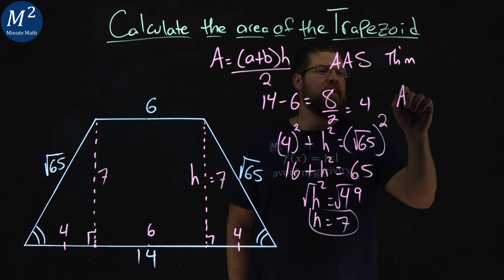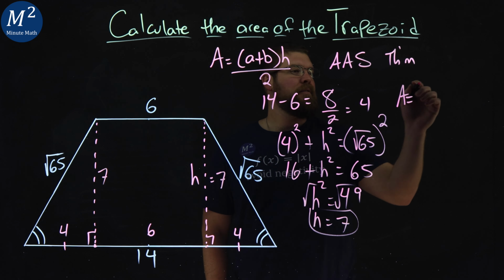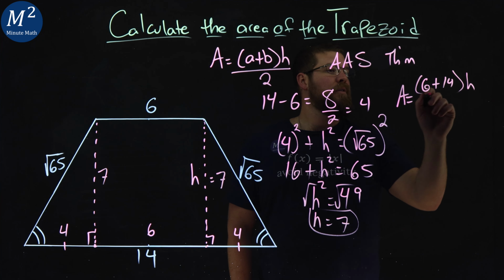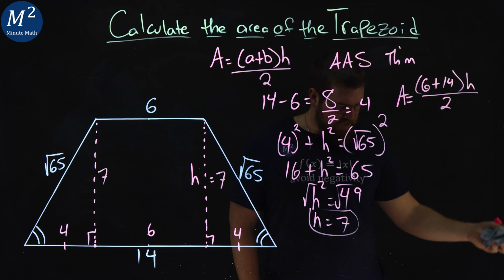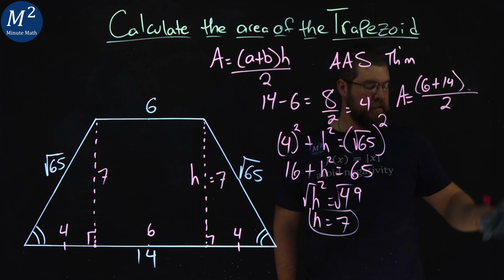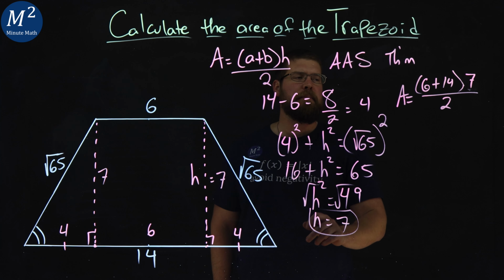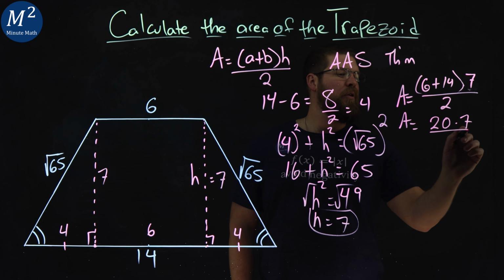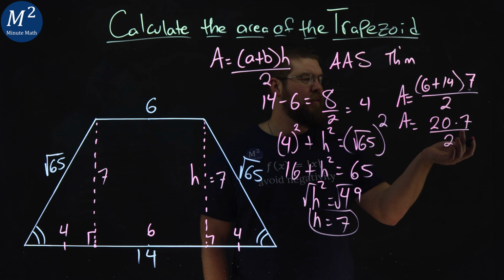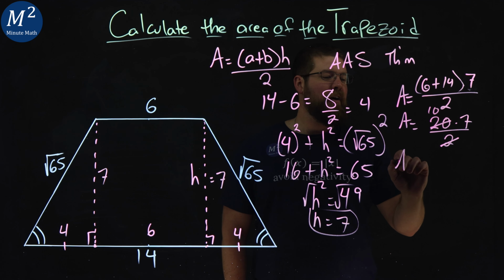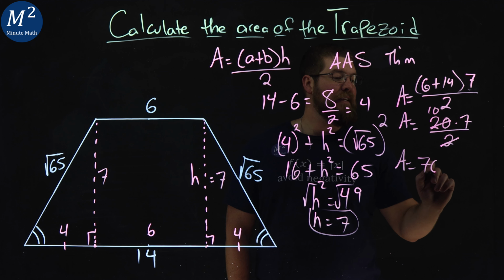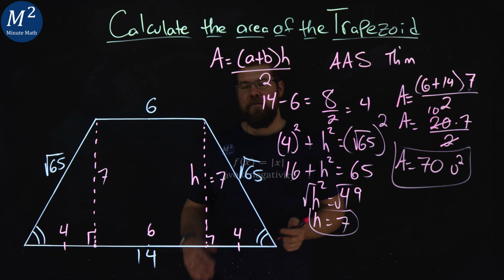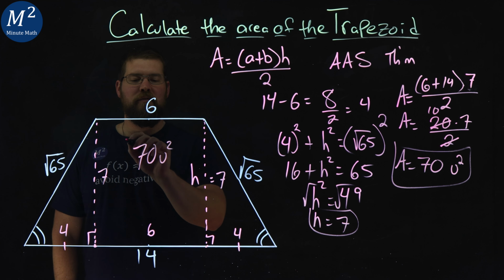Let's plug into our formula. Area equals 6 plus 14, times h over 2, and again, our h value is a good old 7. We just found it. From there, simplify: 6 plus 14 is 20, times 7 over 2. Don't multiply 20 times 7 here. Let's cancel that out. This becomes a 10, and our area is 10 times 7, which is 70 units squared. And there we have it. The area of the trapezoid here is 70 units squared.